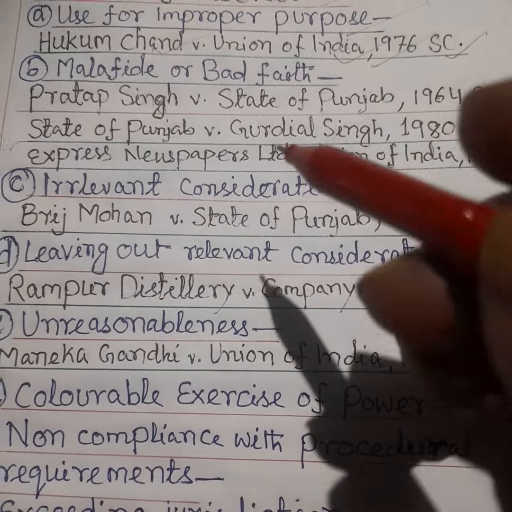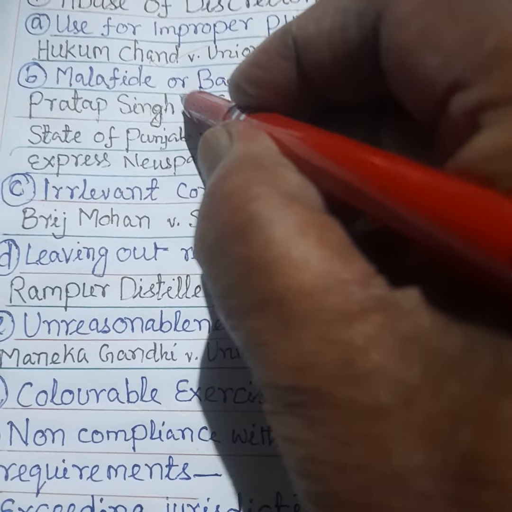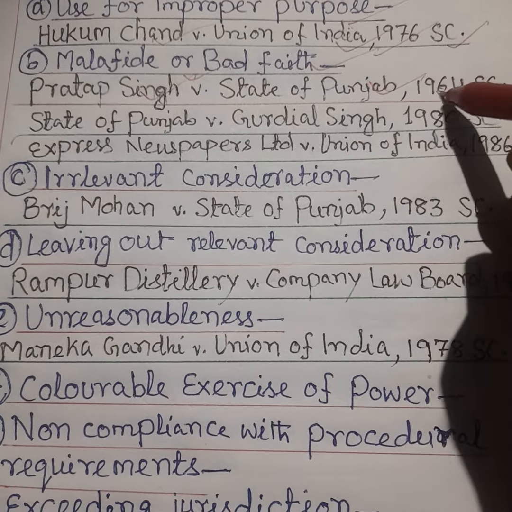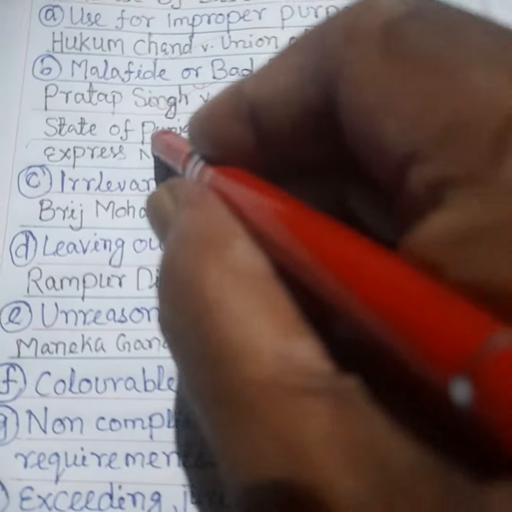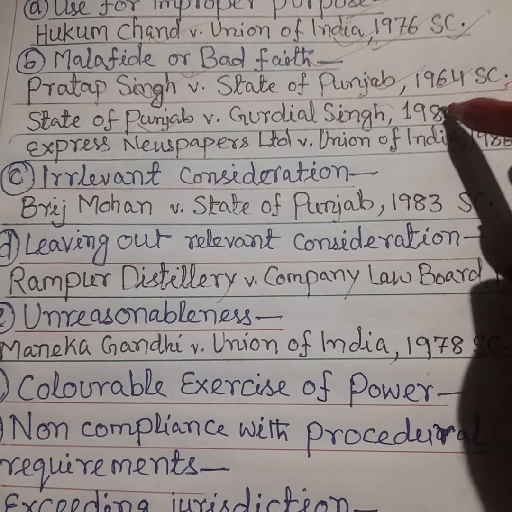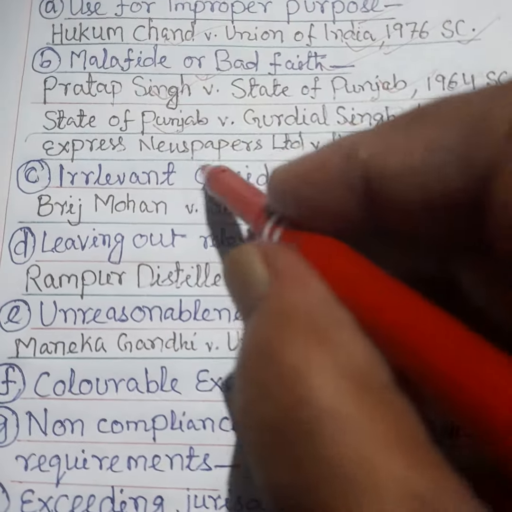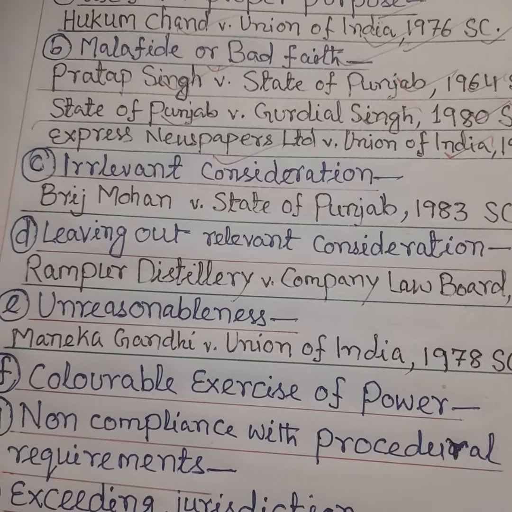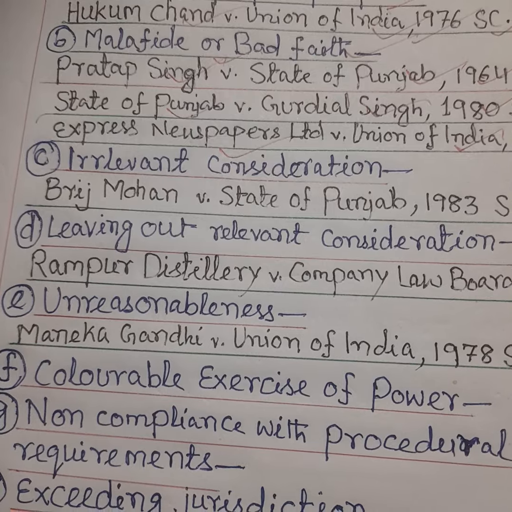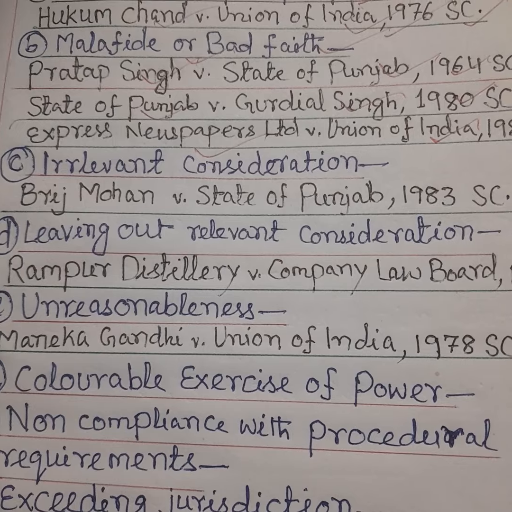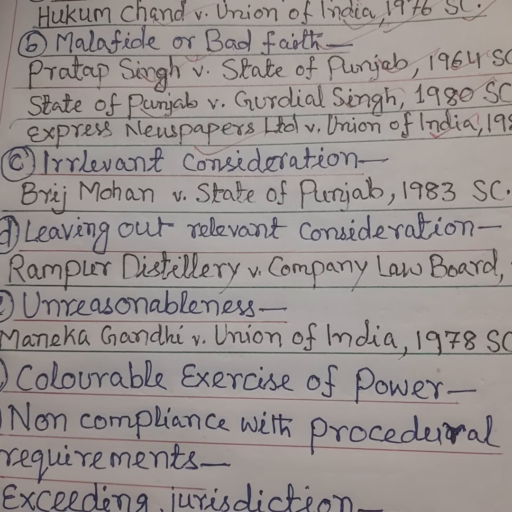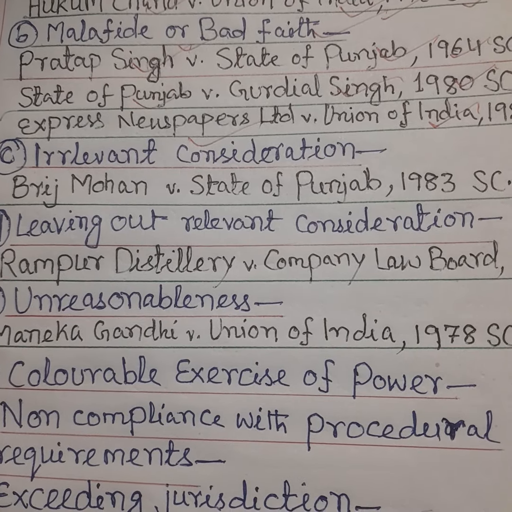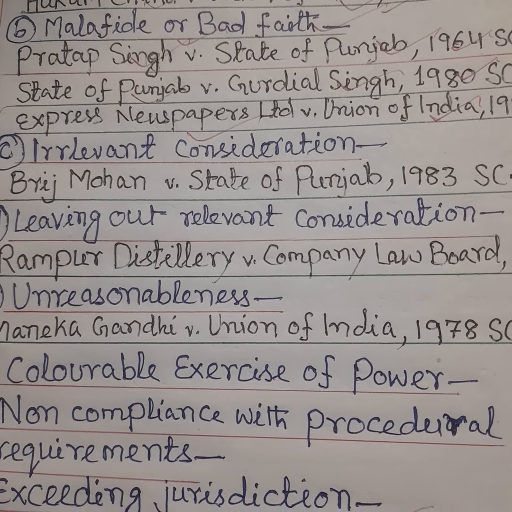So also abuse of power can be found by Malafide or bad faith, as it was decided in Pratap Singh versus State of Punjab in 1964 by the Supreme Court. So also in State of Punjab versus Gurdial Singh in 1980 by the Supreme Court, and also Express Newspapers Limited versus Union of India in 1986 by the Supreme Court. If the discretionary power is exercised by the authority with bad faith or dishonest intention, the action is quashed by the court. Malafide exercise of discretionary power is always bad and taken as abuse of discretion.